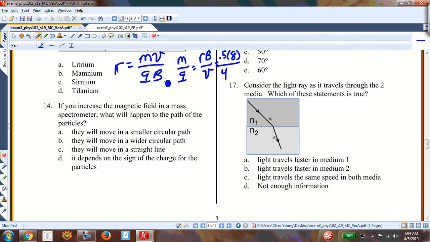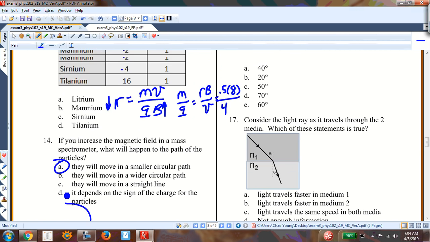You increase the magnetic field in a mass spectrometer, what happens to the path of the particle? Well, look, if I increase B, R goes down. That means it's going to move in a smaller circular path. It'll go from going like this to going like this with a smaller radius.